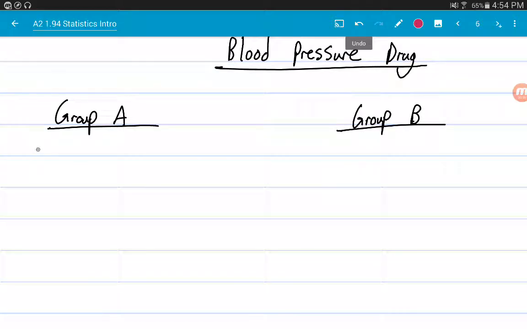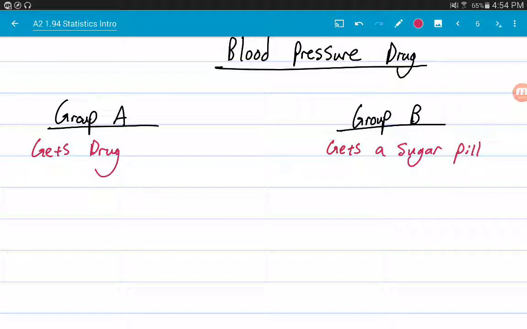Now, group A gets the drug. Group B gets a sugar pill. Now, it's only a couple grams of sugar, so it's not enough to change anything, but the idea is that it's an inert pill. It does not have any drug in it. There's no medication. But they think they're getting medication.